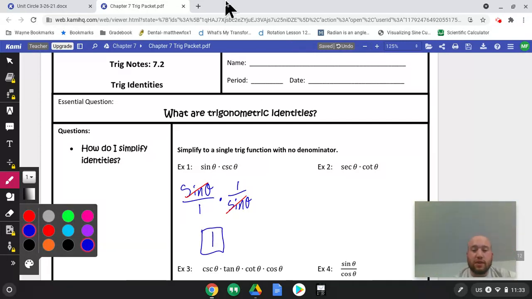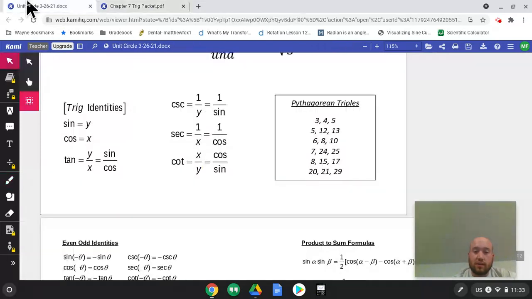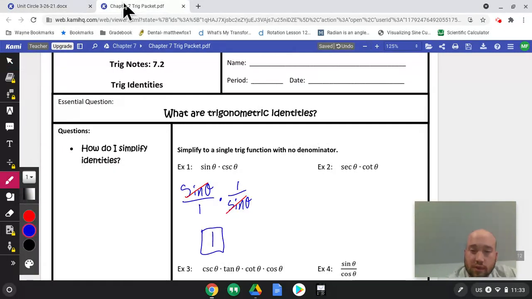Now, on number 2 here, secant of theta times cotangent of theta. So we look at secant of theta over here, 1 over cosine. So I'm going to put 1 over cosine. And the thetas, if you want to put them every time, that's great. If you want to just wait till the end, we need it at the end. But just to save a little time, I'm not going to put the thetas every time. So 1 over cosine, it's the same as secant.